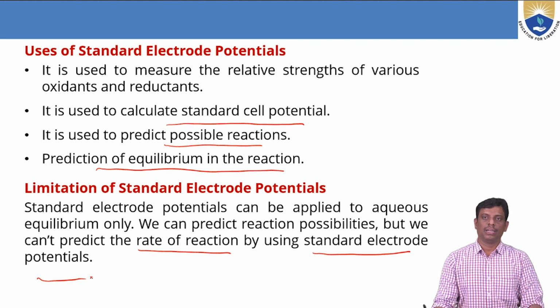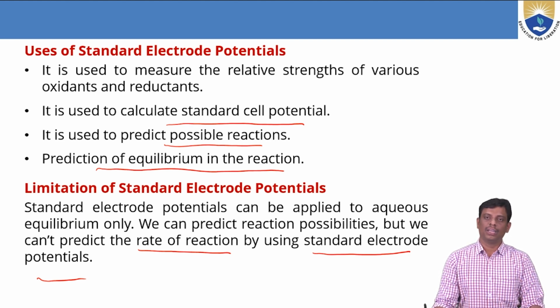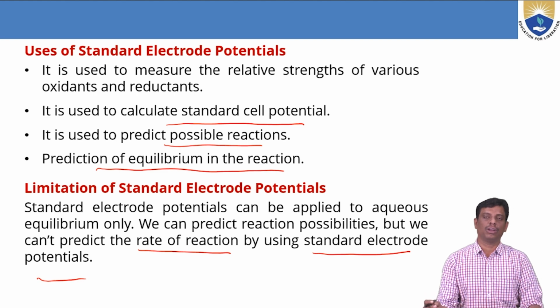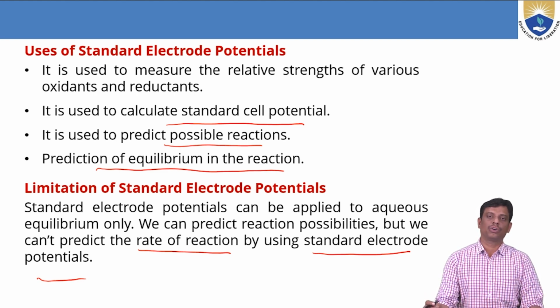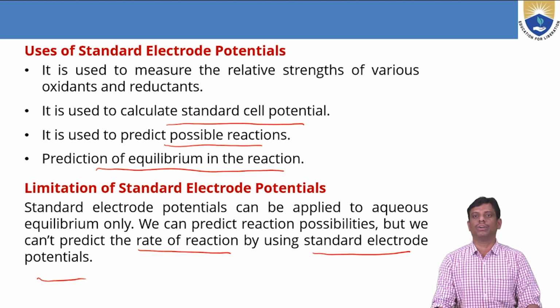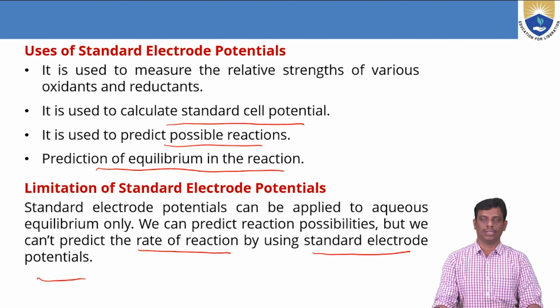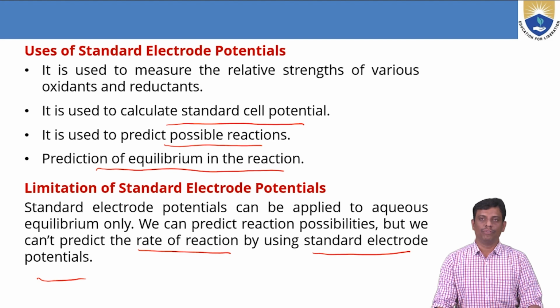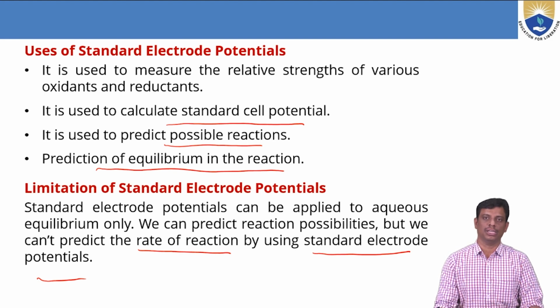We cannot determine the rate of the electrochemical reaction, I mean the electrolysis process in the electrochemical cell. It is very difficult to predict the rate of the reaction of the electrolyte. So that is the limitation of the standard electrode potentials. But standard electrode potential gives more information about the various electrode potentials, and that is the main advantage.